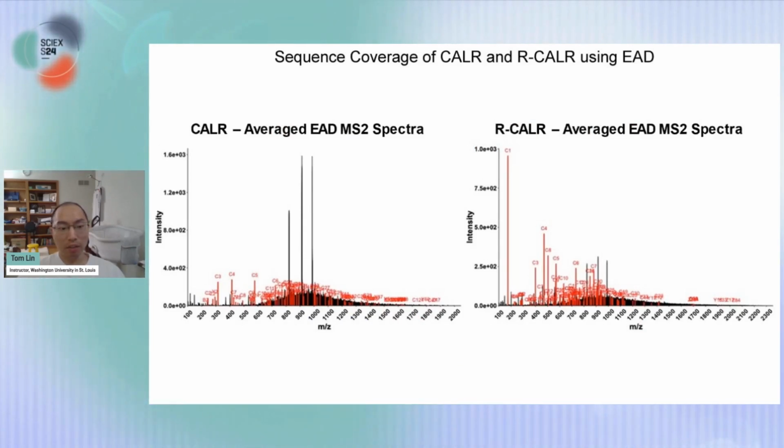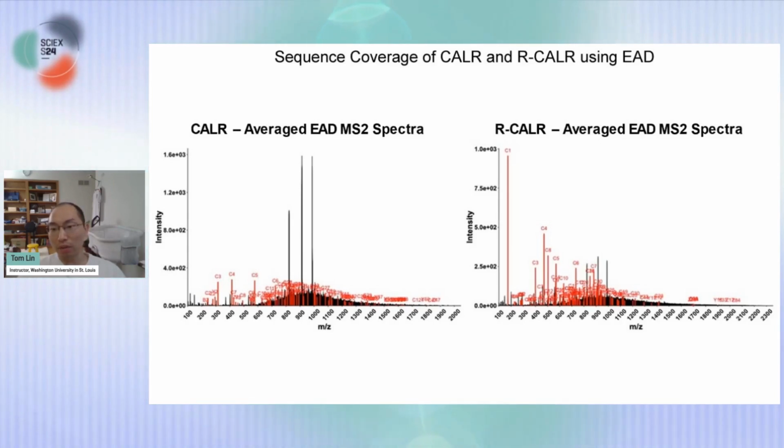Here is an annotated MS2 spectra for each calreticulin species, the wild-type calreticulin on the left and the arginated calreticulin on the right. As you can see, the arginylation on the N-terminus did boost the intensities of the N-terminal c series of ions significantly in the arginated calreticulin, due to the addition of the R residue, which is highly ionizable.